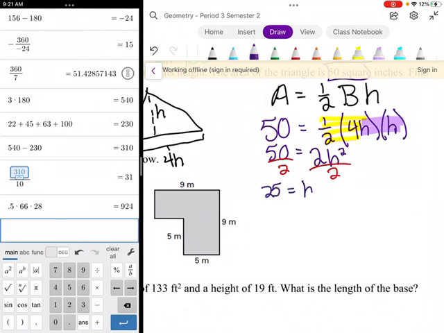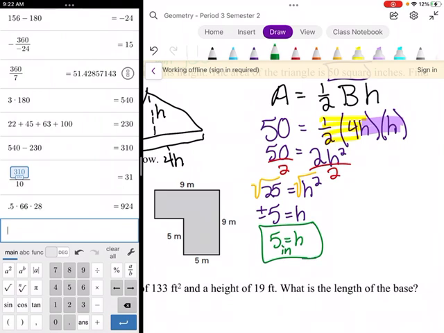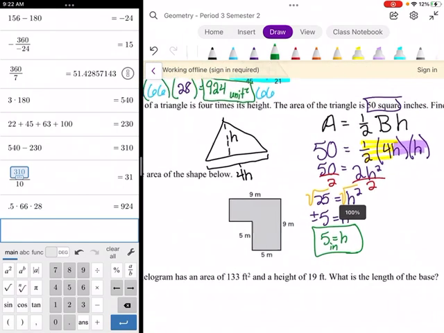h squared. And just like with Pythagorean theorem, to get the h, so we just have 1, we're going to take the square root. And the square root of 25 is 5. And normally you'll get 2 answers when you take the square root, plus or minus, but because this one is a length, we are just going to be using the positive value. So our height is going to be equal to 5 inches.